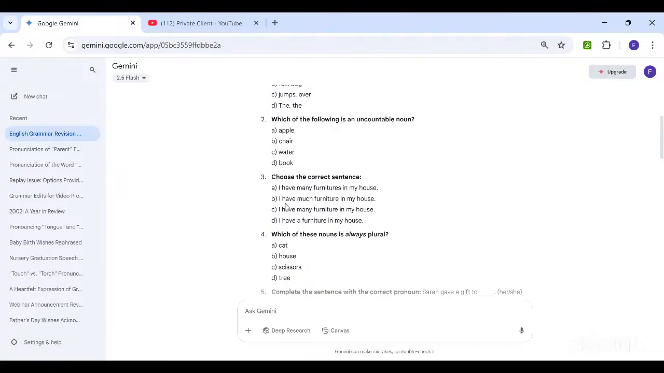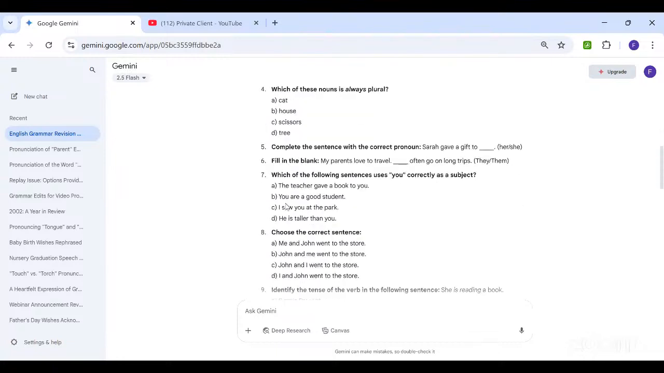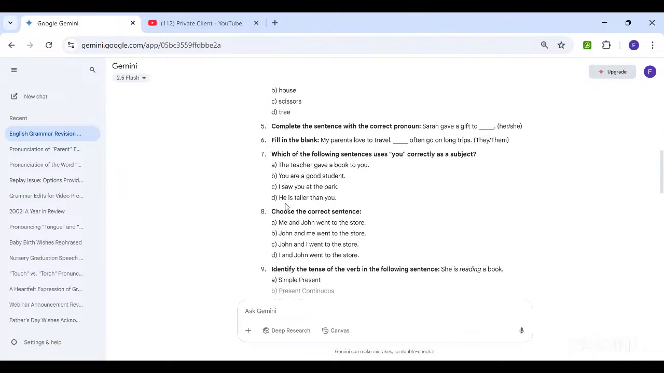Okay, so number 4. It says, which of these nouns is always plural: cat, house, scissors, tree? Scissors, yes. Whether it's a pair of scissors or we have several types of scissors.